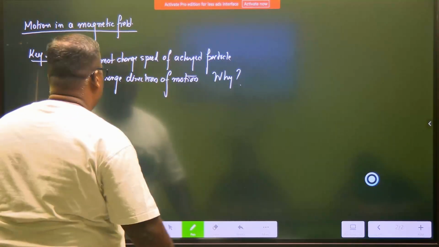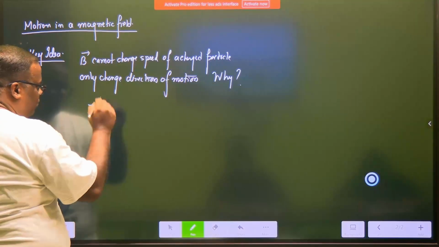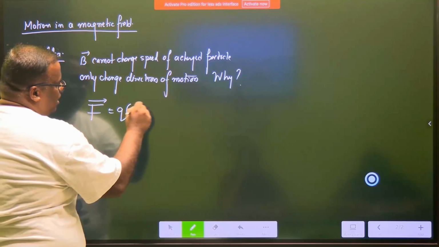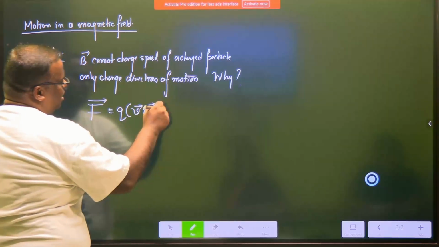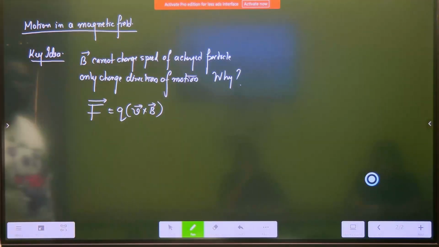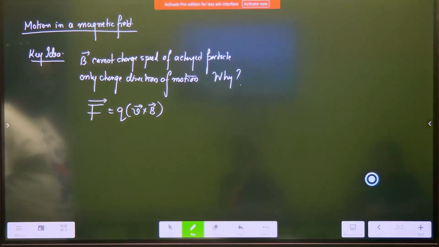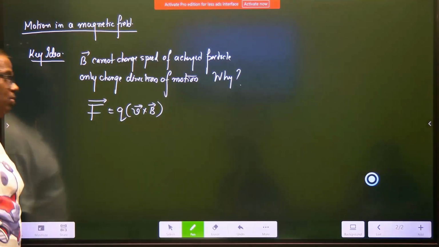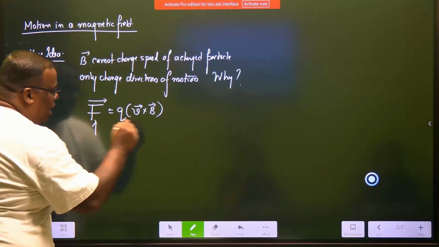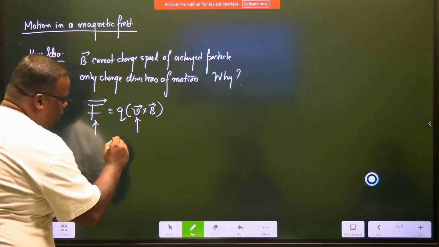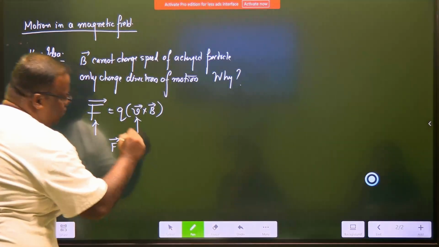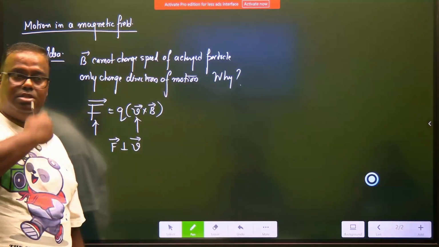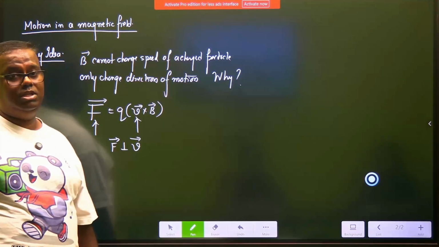Okay. So if you see, the magnetic force F is given by q into V cross B. So what is F? F is perpendicular to V. F is perpendicular to B also. Now observe for this one and this one. Can I not write that F is perpendicular to the velocity vector? And F is perpendicular to the velocity vector means F is also perpendicular to the displacement vector.